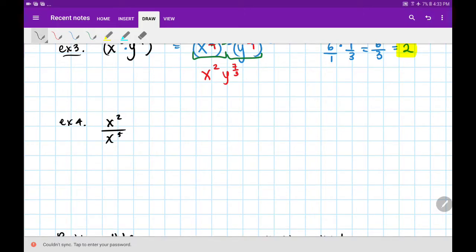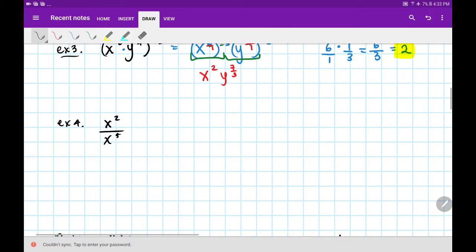Here I'm doing a division problem. I have x squared over x to the 5th power. So see if you recall, when we're dividing with the same variable, we're going to subtract our exponents. Here's the visual explanation. I have x times x on top, and I've got 5 x's on the denominator. So we know that 2 of these will cancel, leaving us with x cubed.